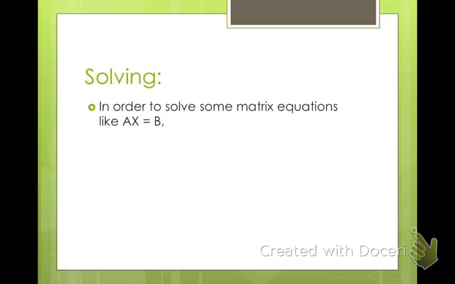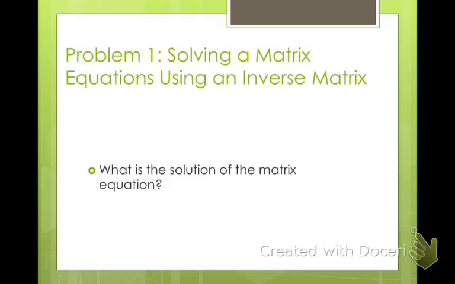So solving. In order to solve some matrix equations, like you have a matrix A times x equals another matrix B, so A and B are both matrices. In order to solve those, you need to multiply by the inverse of A to get rid of A, so you can get x by itself. And then you multiply inverses on both sides. So then x is the inverse of A times B. So you have to know how to find inverses in order to solve these.